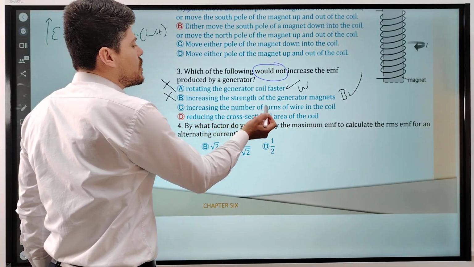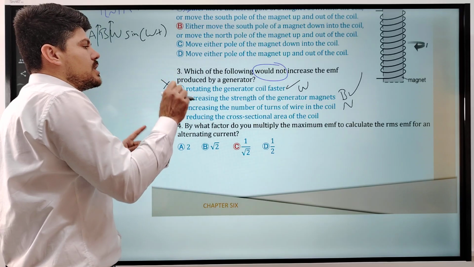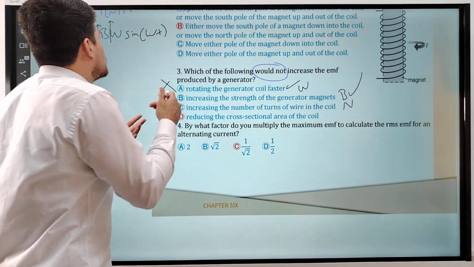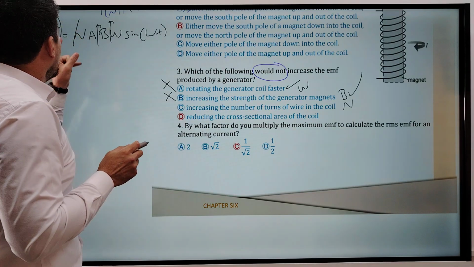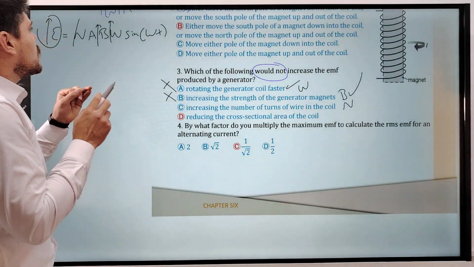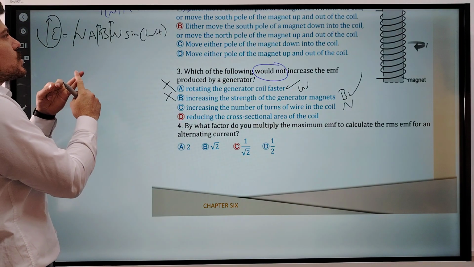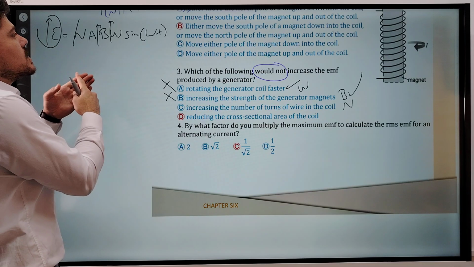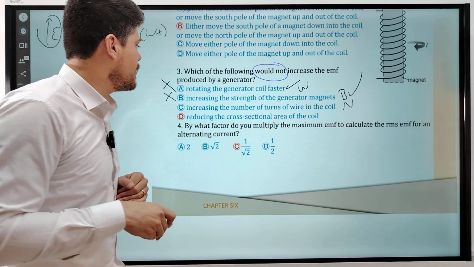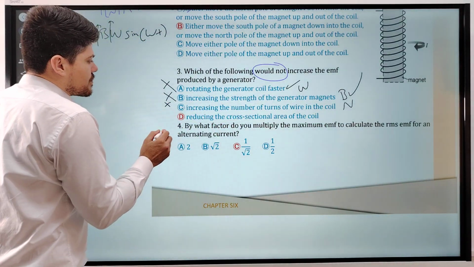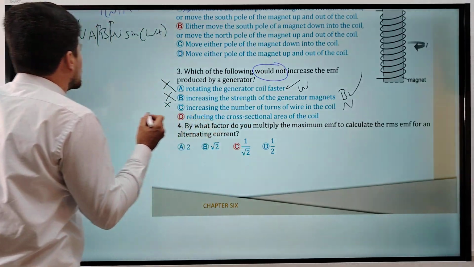C, increase the number of turns. By increasing the number of turns, does the EMF produced by the generator decrease? No. By increasing the number of turns, the EMF also increases, because the EMF in a generator depends on 4 or 5 factors: number of turns, area of the coil, magnetic field, angular speed, and the orientation of the coil in the magnetic field. Okay? The last one, D, reduce or decrease the cross-section area of the coil.